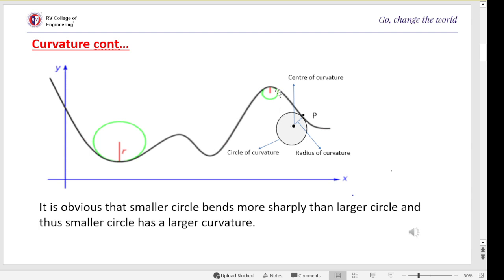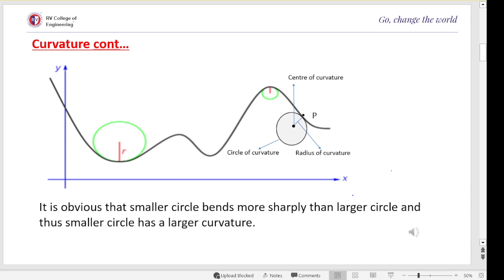And larger the bending of the curve, smaller will be the circle. Since the extent of bending at this point is comparatively high, or I can say the curvature is more at this point, this results in a smaller circle of curvature. As a result, a smaller radius of curvature. Hope the points are clear to you. So, radius of curvature and curvature are reciprocal to each other.